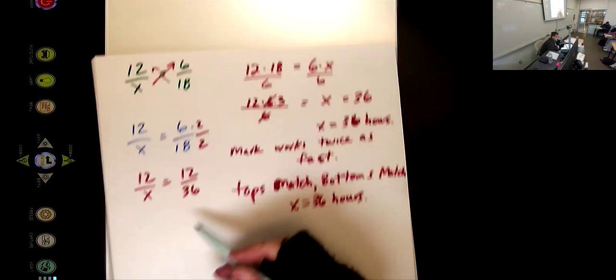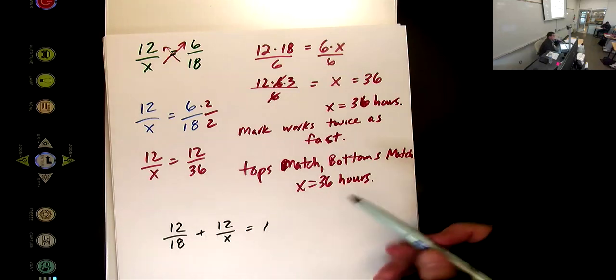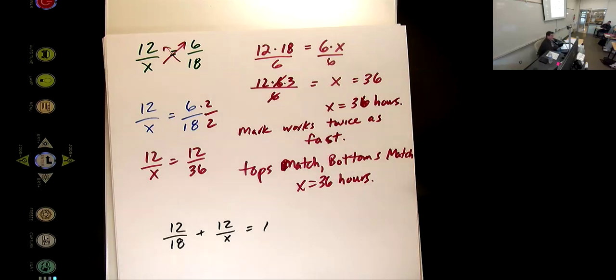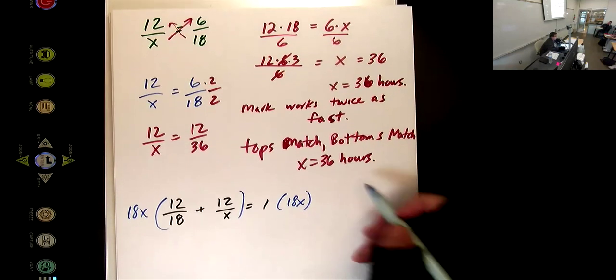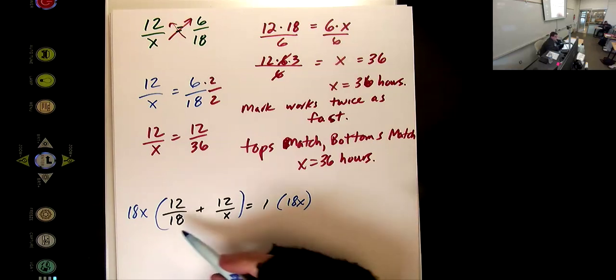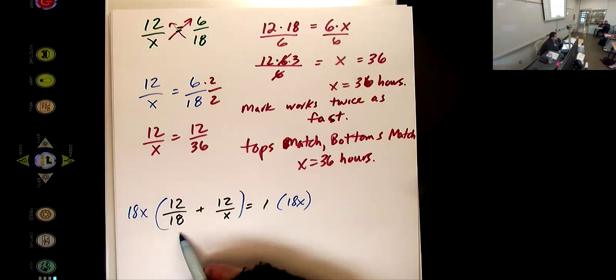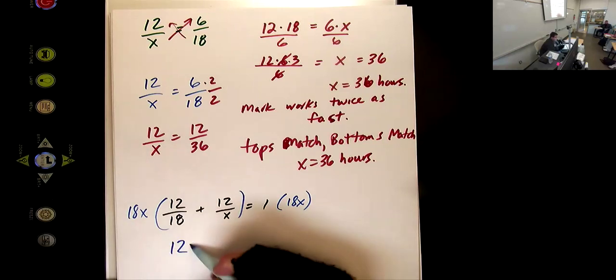And the other way you could deal with this is to clear fractions. Multiply both sides by 18x. What happens with this first set? The bottom cancels with the 18. I still have the x, so I'm going to have 12x there.